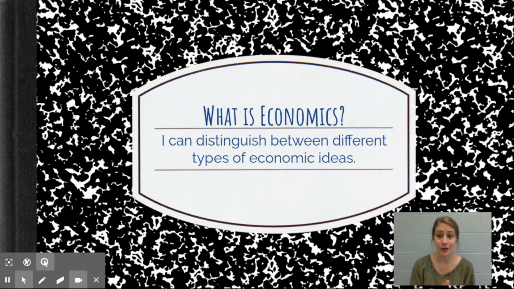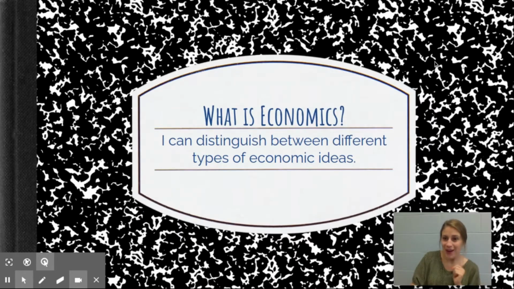So today we are going to start our study of economics, and we're going to start with the most basics. What is economics? So our learning target is I can distinguish between different types of economic ideas. So usually when people think of economics, they think of money, money, money. And while that's true, economics is much more than just money. It's decisions, it is choices. It all comes down to scarcity and the choices that we make based on that scarcity. So it is the study of behavior. It is not just the study of money.